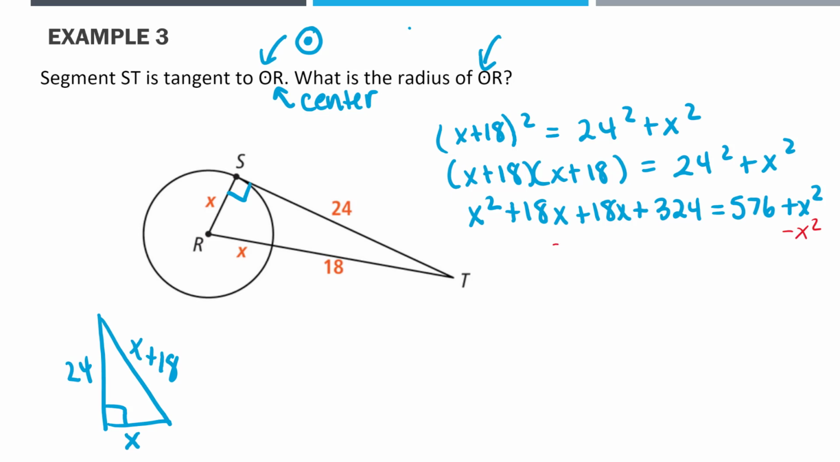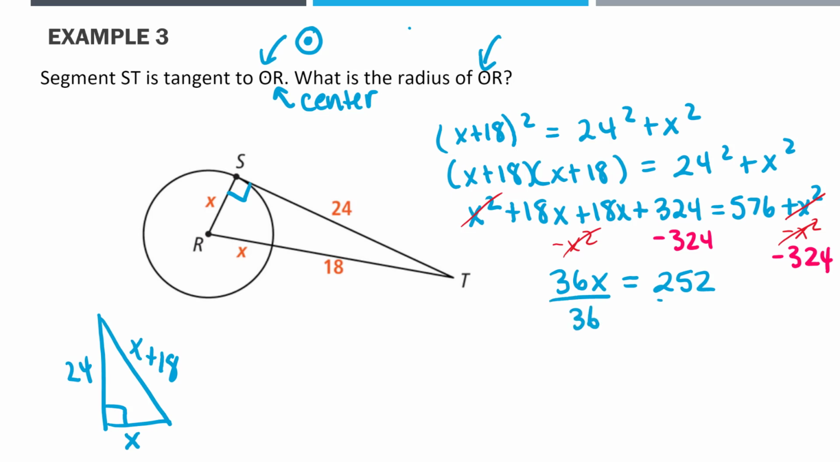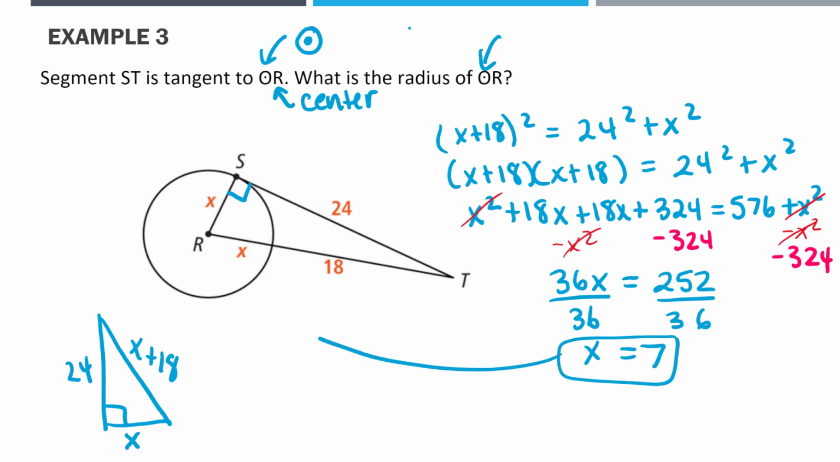To solve for x, we're going to bring everything to one side. So when we subtract x squared, they'll cancel on both sides. When we add 18x and 18x together, we get 36x. And we will also subtract 324 from each side. We get 252. We divide both sides by 36. So x is equal to 7. Because x is our radius, we've now answered the question.